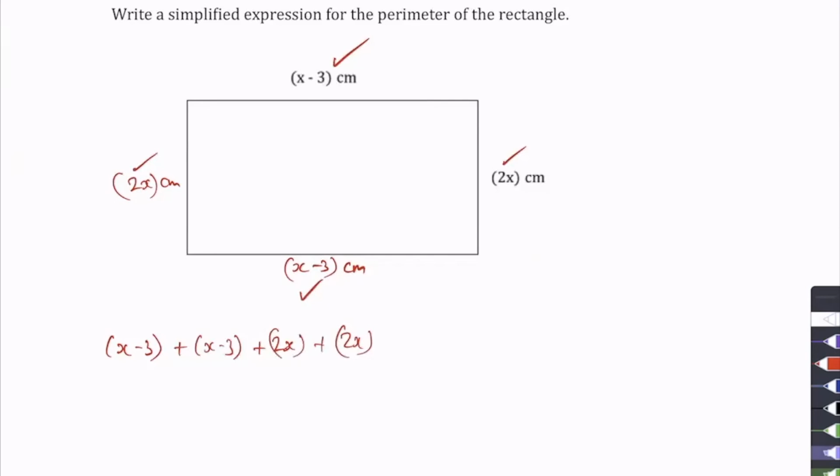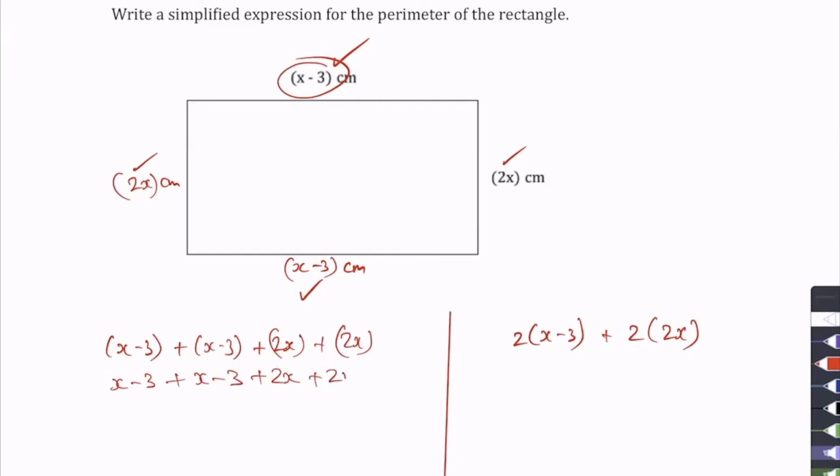I could also have just written 2 times x minus 3 because there's 2 lots of that side plus 2 lots of 2x. And that's probably a neater way to write this, but we'll do both methods. So I'll just draw a line there just to keep that out of the way. Now let's take a look. So we have x minus 3 plus x minus 3 plus 2x plus 2x.